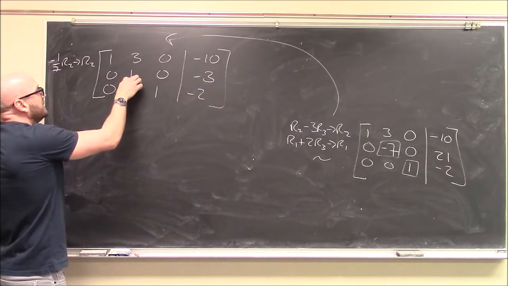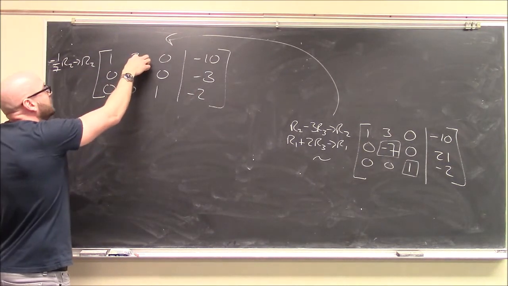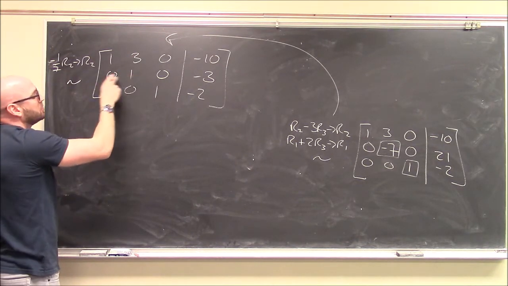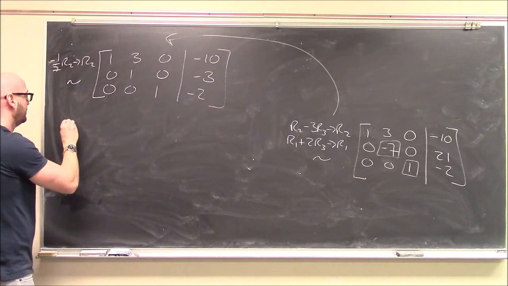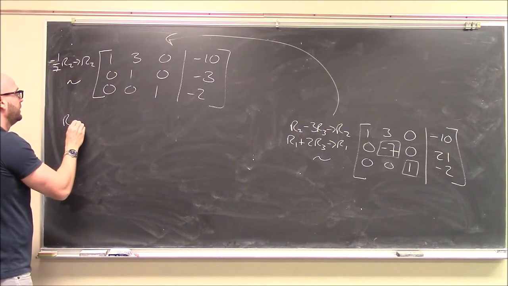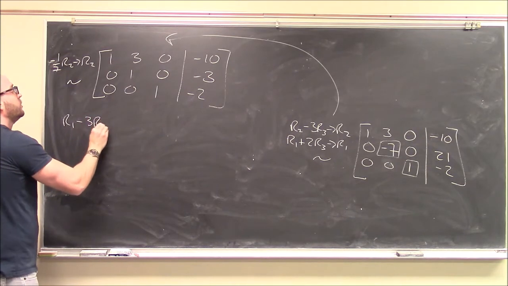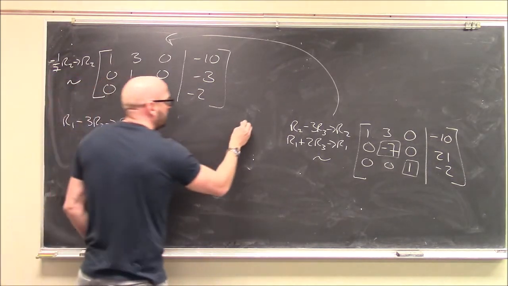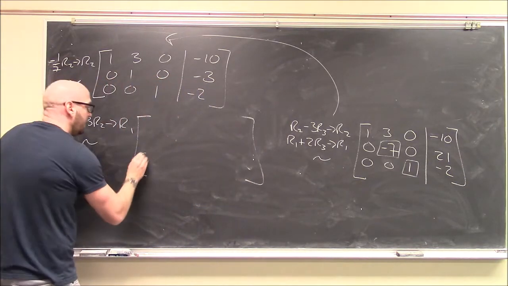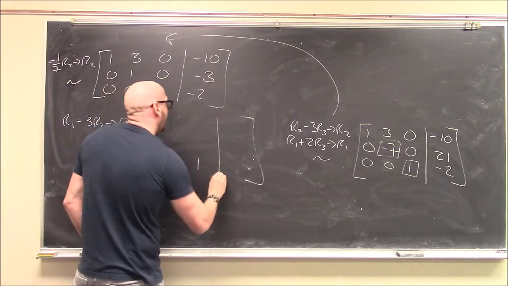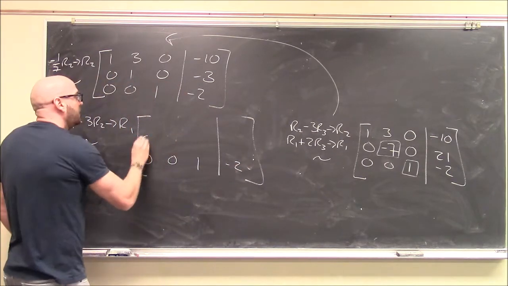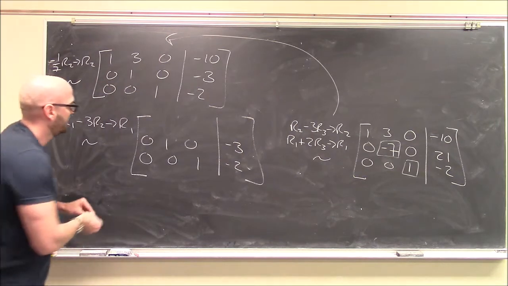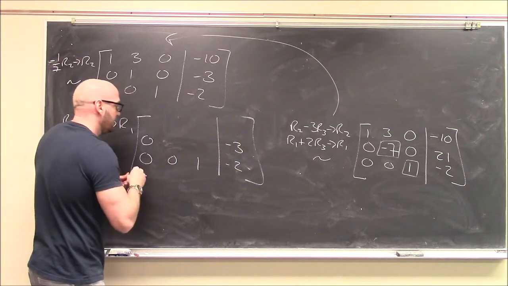Last but not least, I use this leading one to make a 0 above it. How do I do that? Well, I've got a 3 here, so I should subtract 3 times the second row, right? So row 1 minus 3 times row 2 becomes our new row 1. I'm going to copy the third row. I'm going to copy the second row because I'm not replacing those at all. I should probably align these a little bit better.